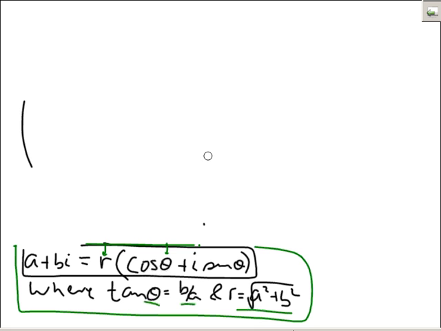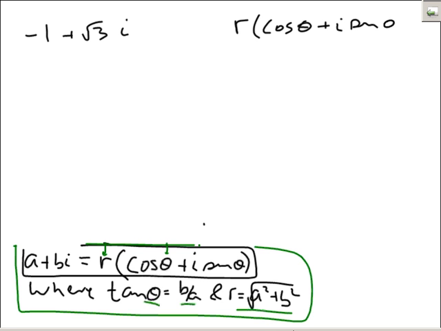Okay, let's try to keep the formula on the bottom so we have it when we need it. The next problem is as follows. Negative 1 plus square root of 3 times i. What we want to do is write this in r times cosine theta plus i sine theta form. That is, we want to replace r with something and theta. Everything else stays the same.